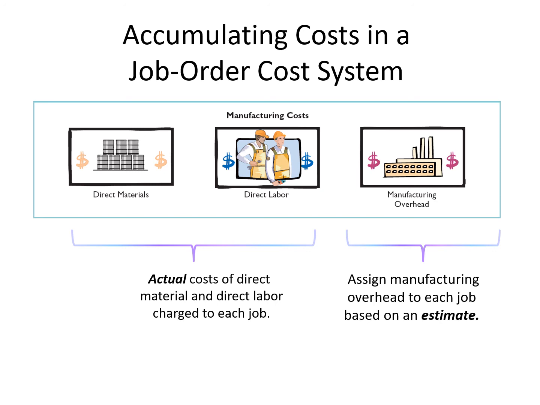It's relatively easy to trace direct materials and direct labor to production jobs. Manufacturing overhead bears no obvious relationship to jobs or units of product. Manufacturing overhead is a pool of indirect materials, labor, and other costs. These costs must be incurred for production to occur. We must essentially estimate overhead costs to jobs or production in order to have a complete picture of product costs.